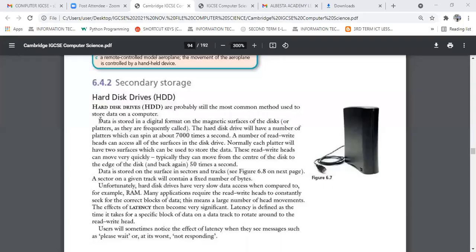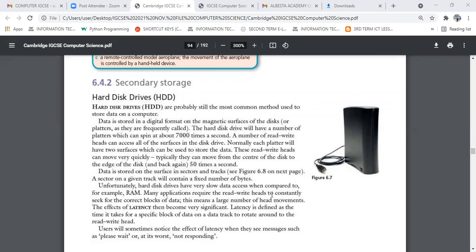All right, so let's proceed to secondary storage, which is the hard disk drive. Of course, you are familiar with the hard disk drive, that's HDD. They are probably still the most common method used to store data on a computer. Data is stored in a digital format on the magnetic surface of the disk, or platters, as they are frequently called. The hard disk drive will have a number of platters which can spin at about 7,000 times a second.